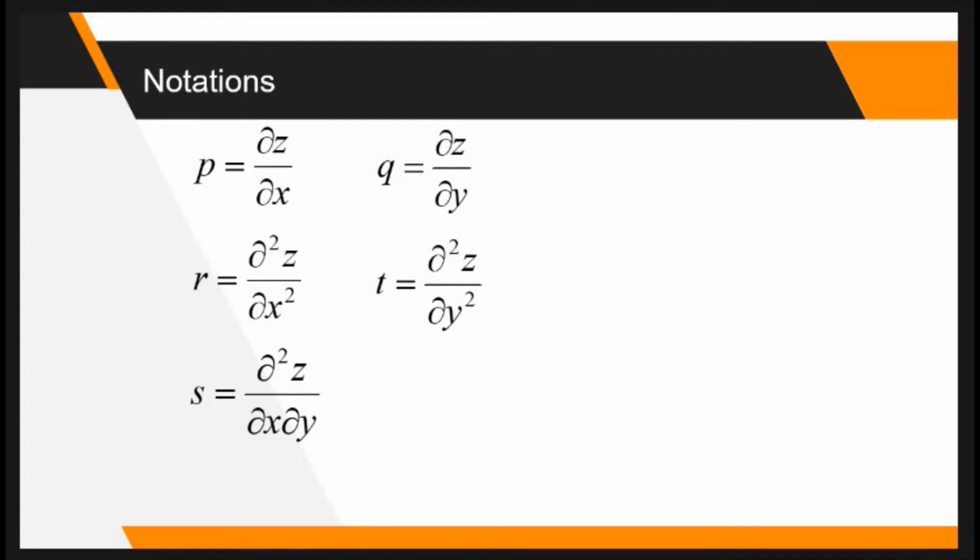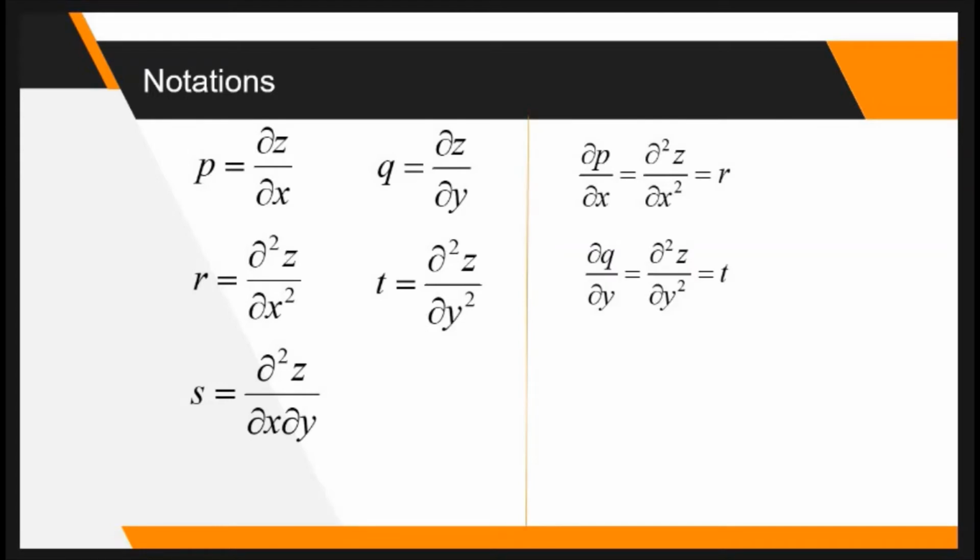Now all these 5 notations you must know very well. You have to memorize this because throughout the chapter we will be using only these variables. These are the notations which you will be using. They are the partial derivatives. Other than these we will use other notations as well, like what happens when you differentiate p with respect to x, which is nothing but ∂p/∂x, which is ∂²z/∂x², which is r. What happens when you differentiate q with respect to y? So ∂q/∂y is ∂²z/∂y², which is nothing but t.